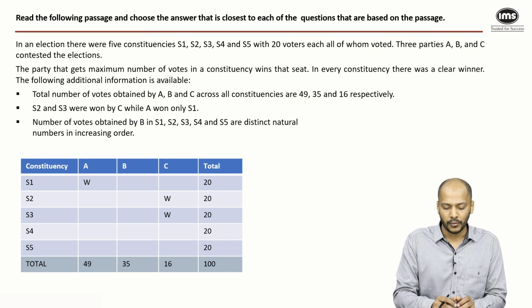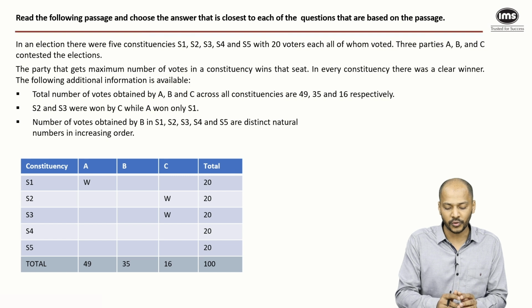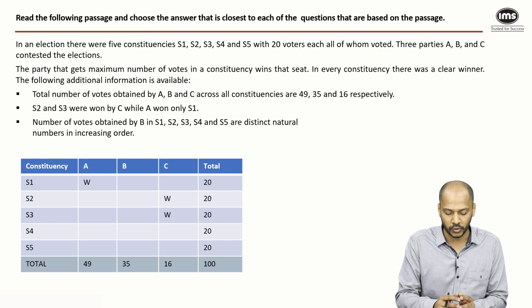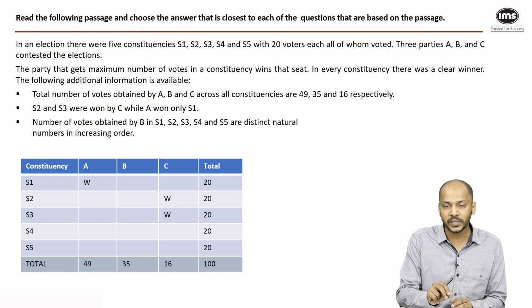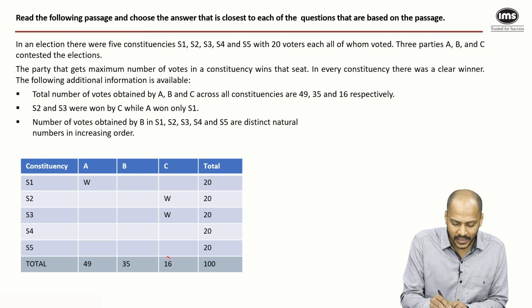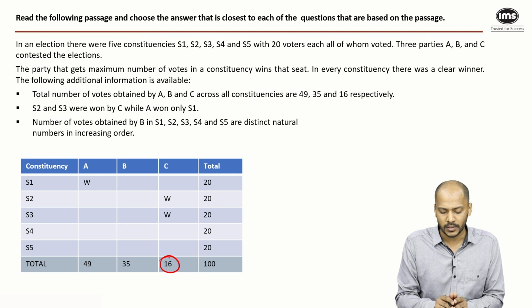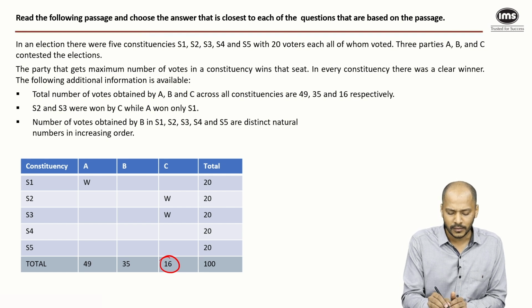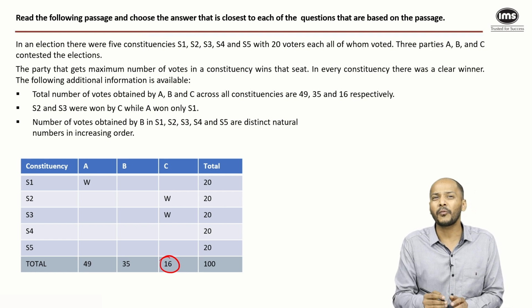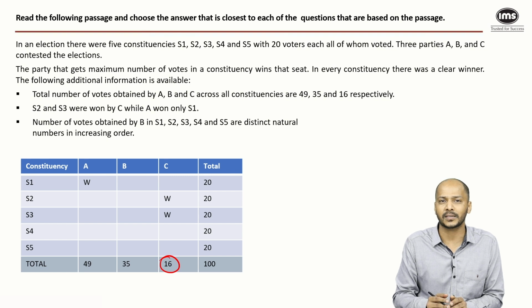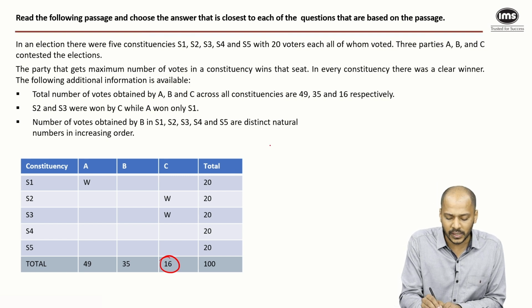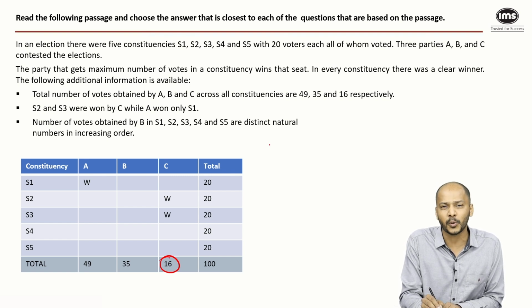A has won only in one constituency, but A has got a lot of votes. B has 35. C has won 2 constituencies with just 16 votes. So I think this is a point of highlight over here. How is that possible? Suppose C gets, say, what is the minimum number of votes required to win a constituency as it is? Just let us understand. Suppose someone gets 1/3, that is 6.66. Suppose someone gets 7 votes. Can that person win a constituency?